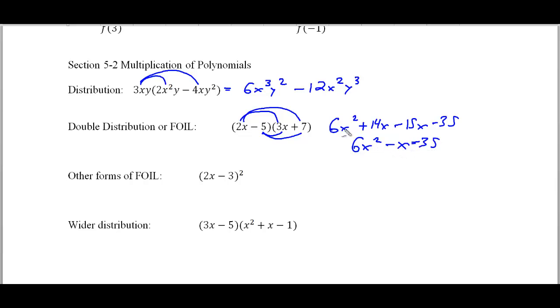Most FOIL problems with a simple arrangement of x number are going to be able to be simplified in the middle. Please make sure you don't put a 1 in front of there. That is a non-simplified answer. This is a common mistake.